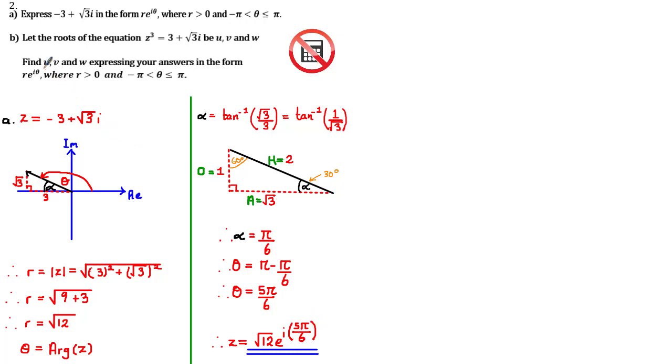The next part of the question says, let the roots of the equation z cubed is equal to 3 plus root 3i be u, v and w. Find u, v and w, expressing your answers in the form r e to the i theta, where r is greater than 0 and theta is between negative pi and pi radians. So again, I'm going to leave you with a few seconds to pause the video to have a go, and when you come back, I'll show you the worked solutions.